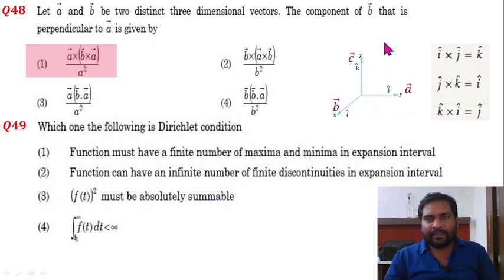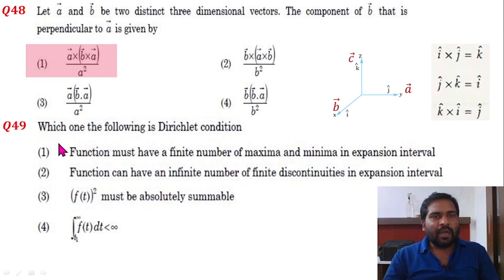Take B, A and C in this arrangement, then B cross A is in the direction of K, again J cap cross K cap, or B A cap cross this resultant is in the direction of B cap, again I cap here. A cap cross B cross A is again in the direction of B cap, so it is the component of B perpendicular to A. So the component of B that is perpendicular to A is this term.